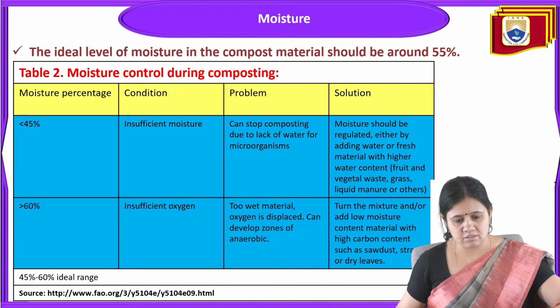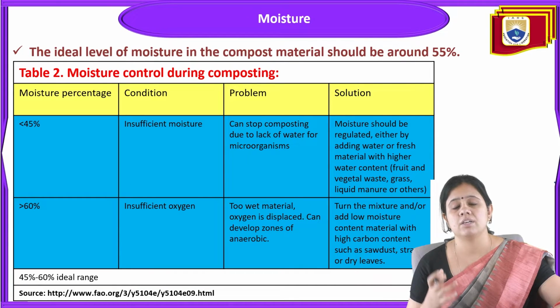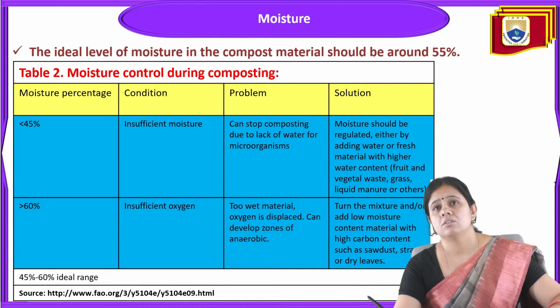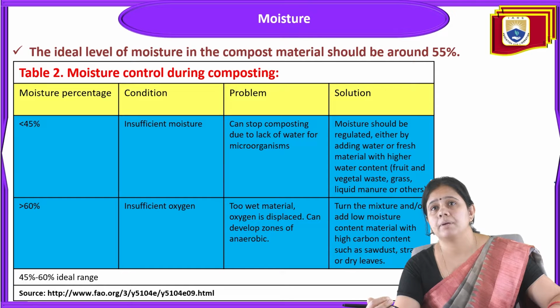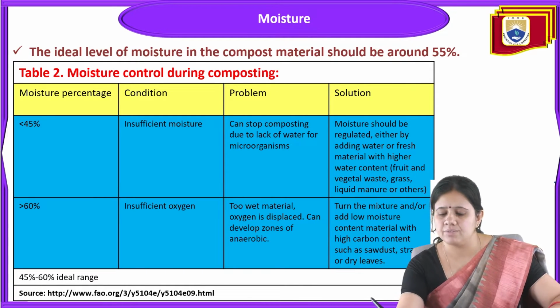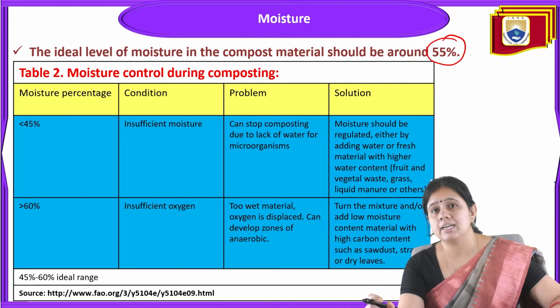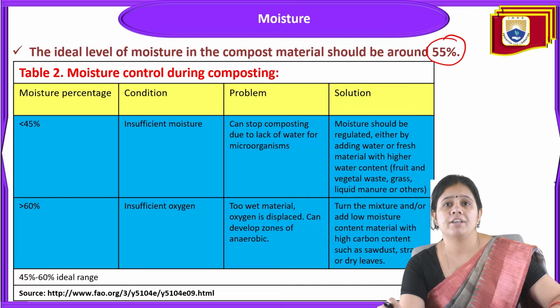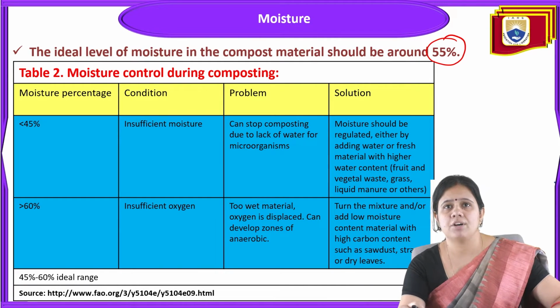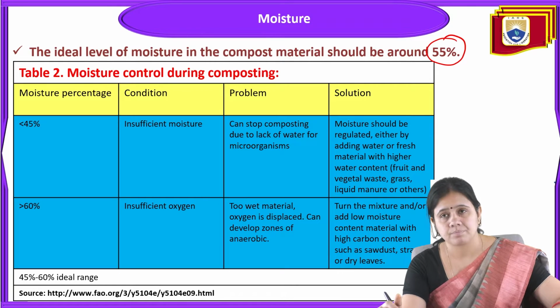Now we come to the next factor, moisture. The ideal level of moisture in compost material should be 55%. The ideal moisture range is between 45 to 60%. If it is less than 45%, the next condition is created, called insufficient moisture.